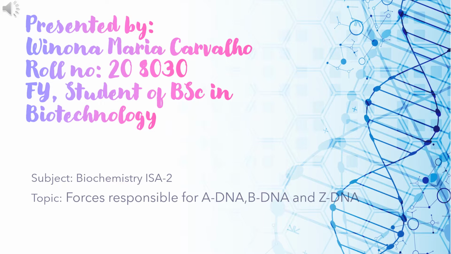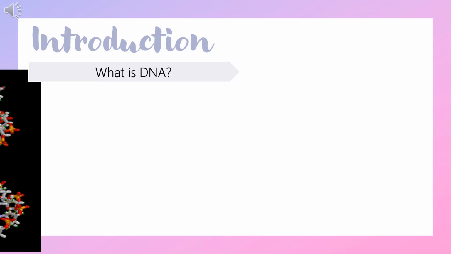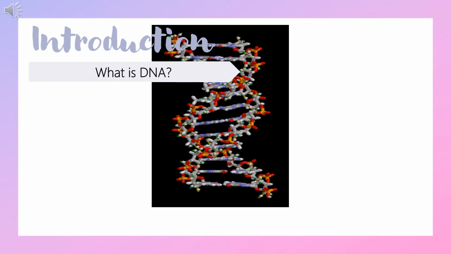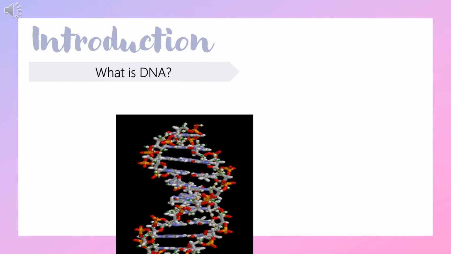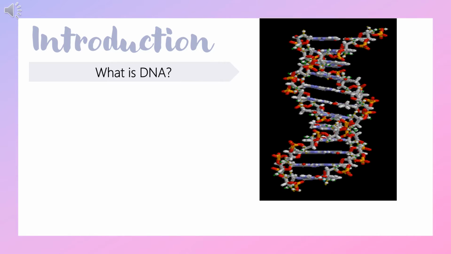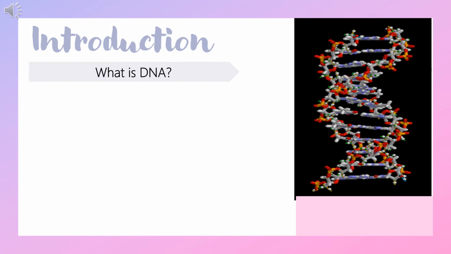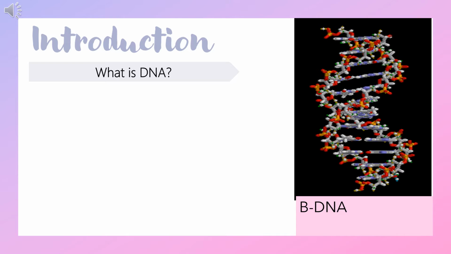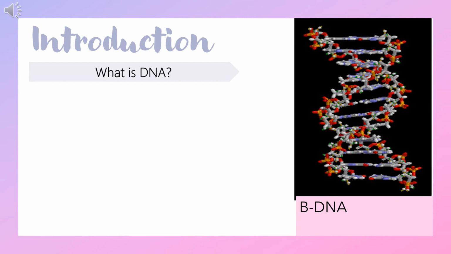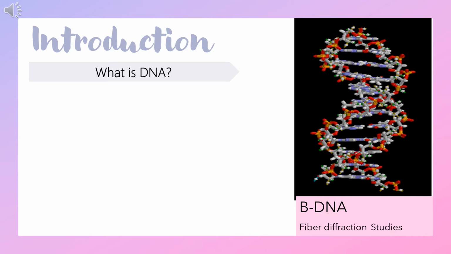I am Vinona, and this is my second ISA for biochemistry, highlighting the topic forces responsible for A-DNA, B-DNA, and Z-DNA conformations individually. Pictures of the double helix of the DNA have become so common that everyone is familiar with its overall shape and structure. This is called B-DNA, and it represents an average conformation of DNA based on fiber diffraction studies.